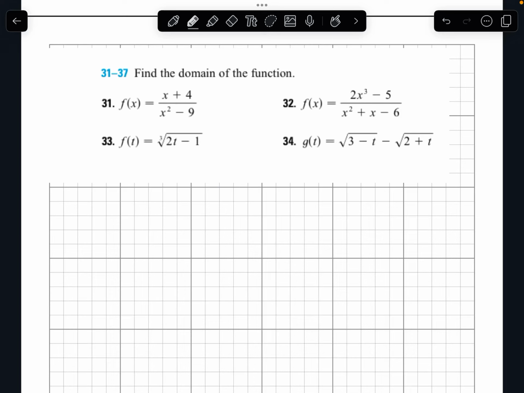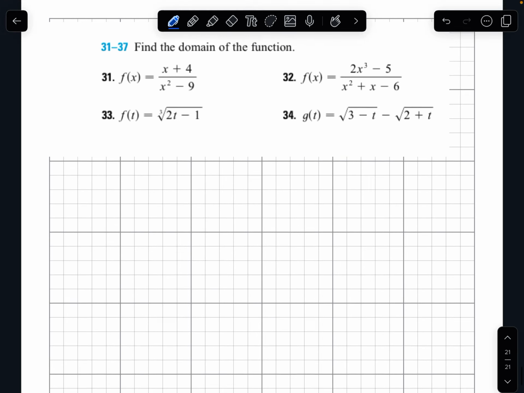Okay, these questions are asking us about the domain of various functions. And the key thing with domain is you're looking for where the function has valid values. What input values for x give you regular outputs, right?